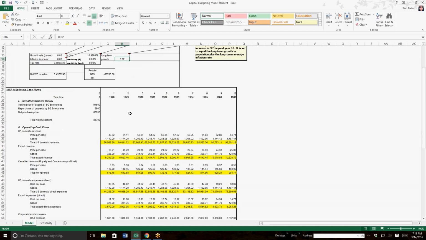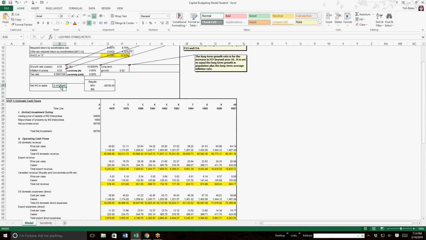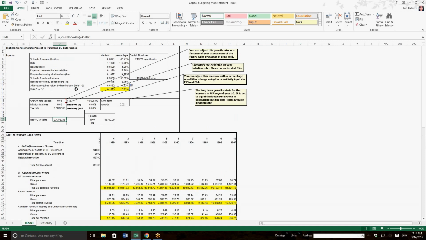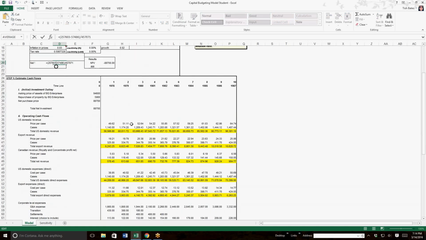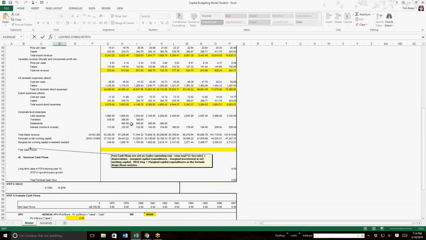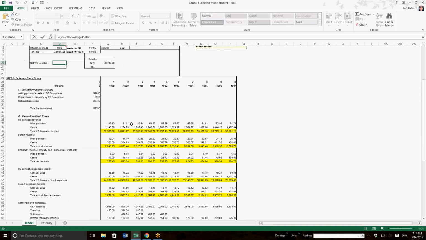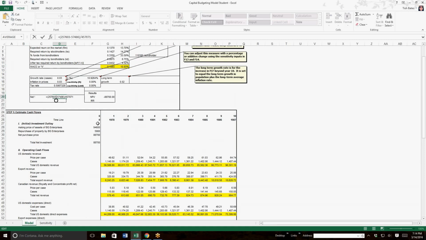All right. So then this adjusts based on information. I don't know where it is. Where is that? Oh, those are hard-coded numbers. Net WC to sales. Okay. So I'm not sure what that is. I haven't figured that one out yet.